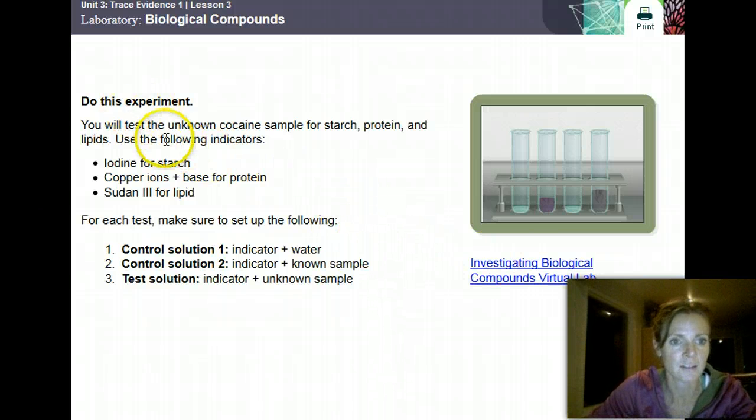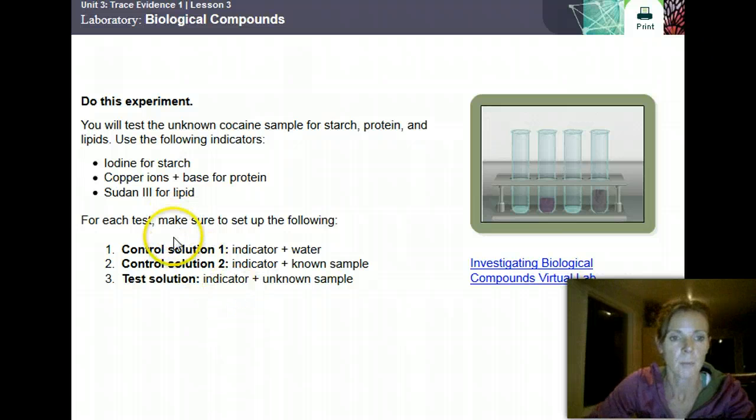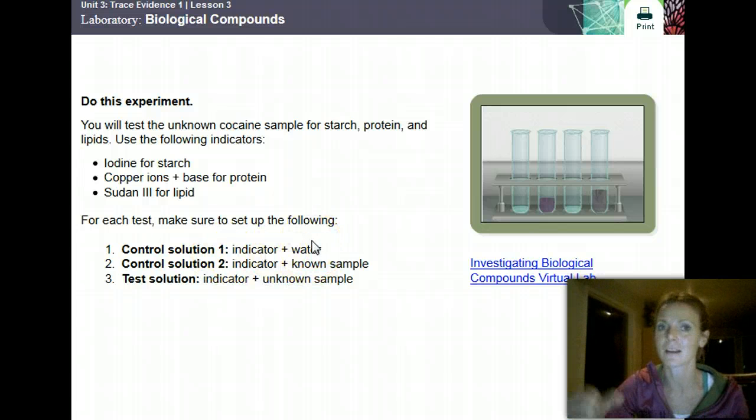So again, it says you will test the unknown cocaine sample for starch, protein, and lipids. You'll use the following indicators, okay? But we are going to set up a control. We're going to do the control solution 1, which is the indicator plus water, which is always going to give us a negative test, right? So we can compare it to it.